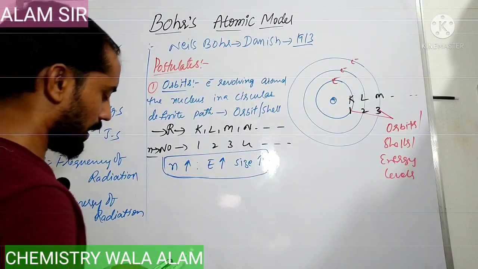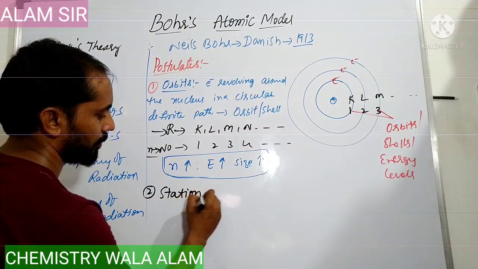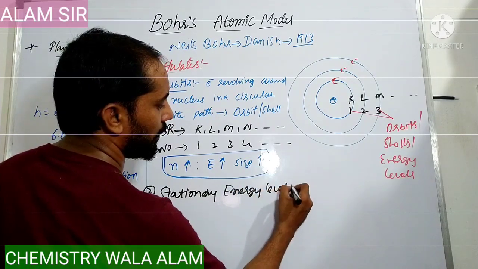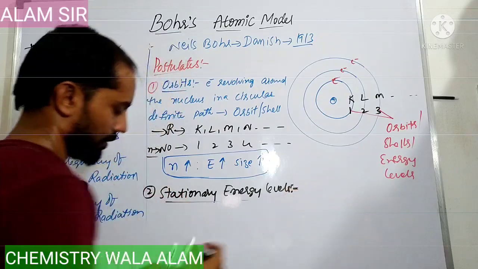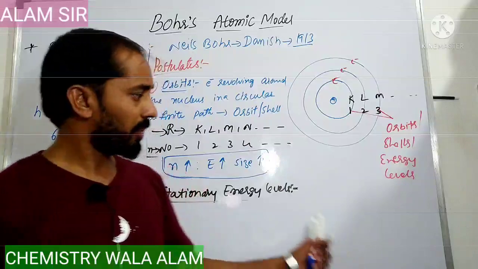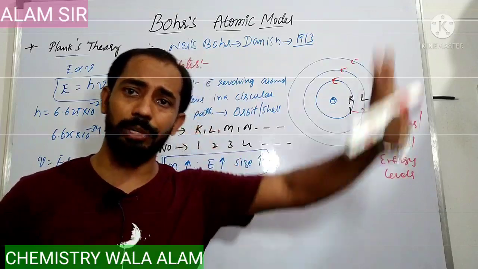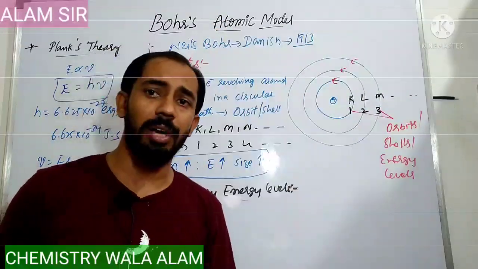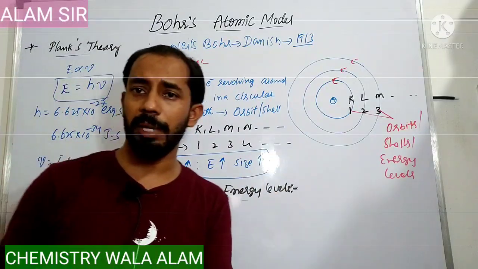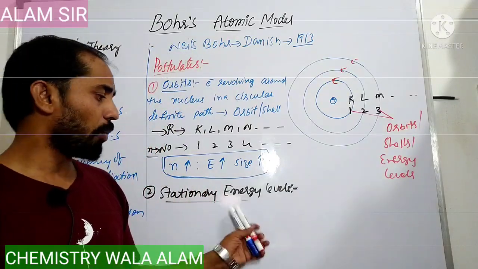And the second one is stationary energy levels. What is meant by stationary energy levels? Rutherford said that electrons are revolving around the nucleus. Then according to classical laws of physics, when an electron is revolving continuously, it will lose energy continuously and finally fall into the nucleus. If that happens, the atom would collapse and could not exist. But practically atoms are existing, combining together as elements, molecules, or compounds. So why is it not happening?